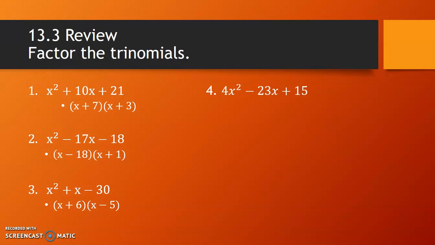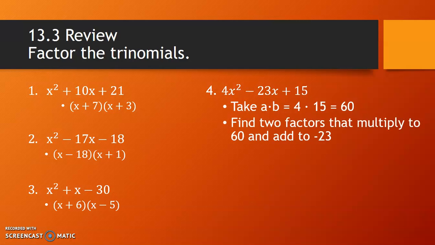Now, if you have one that has a number other than 1 in front of x squared, this is when you have to do the longer steps. So we have to take, that should say a times c, so 4 times 15, which would be 60. So you need two numbers that multiply to 60 and add to negative 23, and that would be negative 20 and negative 3. So you rewrite that middle term using those two numbers that you just found.